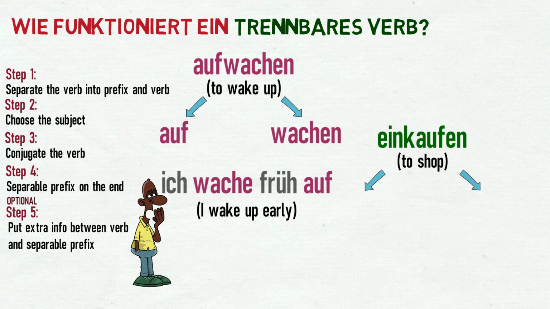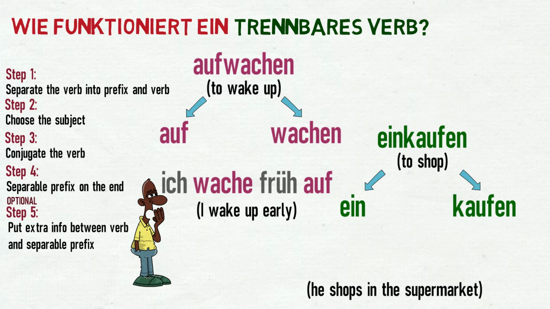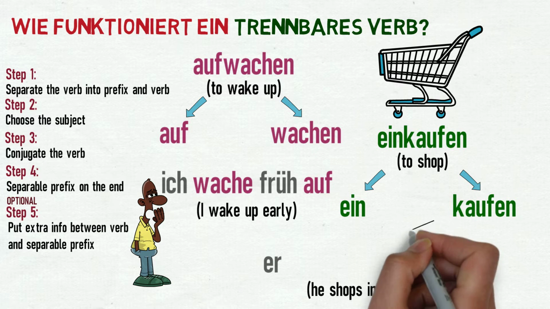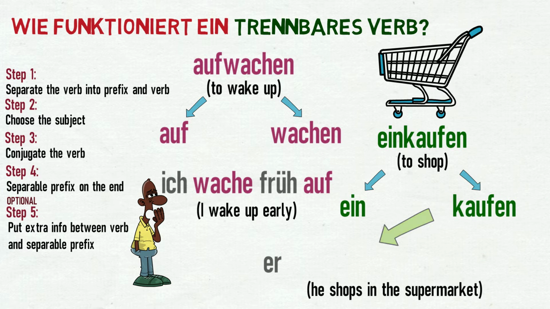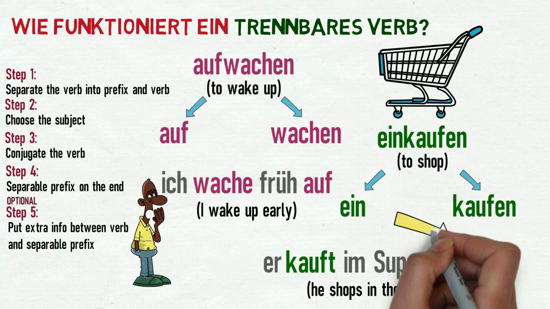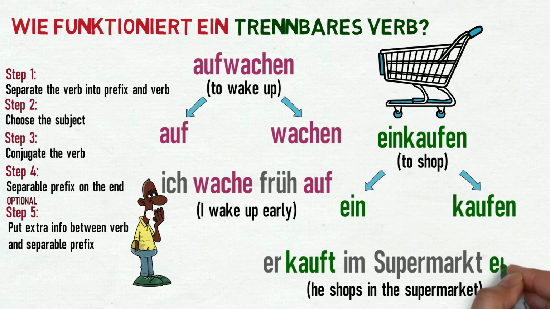The verb separates into ein and kaufen. I've decided that I'm going to say he shops in the supermarket, so I start with er. I conjugate the verb kaufen, so it becomes kauft. In the supermarket in German is im Supermarkt. And I finish the sentence with the separable prefix ein. Er kauft im Supermarkt ein.